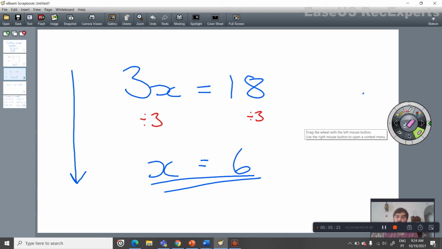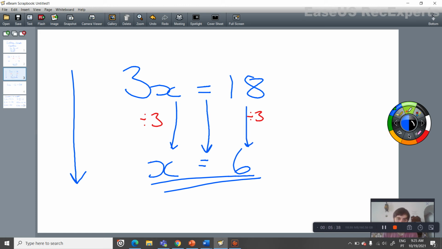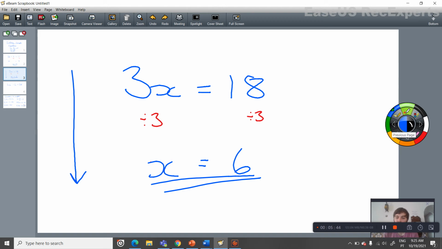It also helps us when we start doing harder ones. I'll show you the next example. When we're doing harder ones, it's nice to see the x, this comes down here, this comes down here. It's nice to see the equal sign always stays in line as well. Just helps us keep our mind in order. Okay, so we're always working down the page. Nice presentation is important in maths as well.